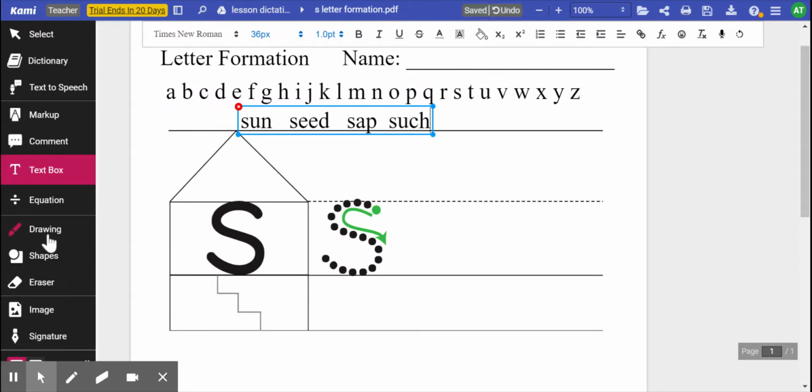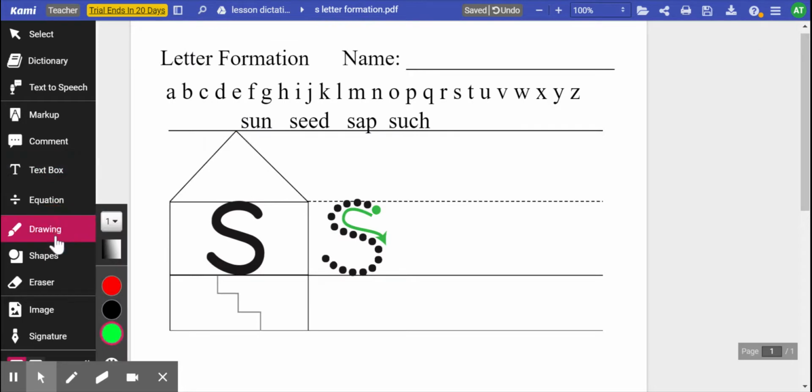Okay, so obviously you're gonna need your green crayon for this sheet, and you will also need to have the little bumps underneath the paper. So let's start with the S. So the S is in the house. He literally is in the house. He looks like a snake.